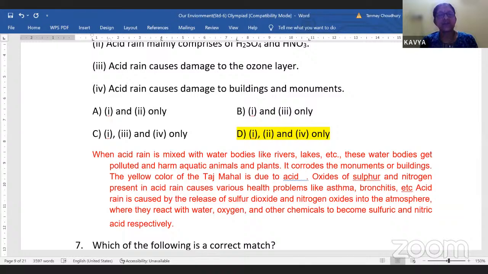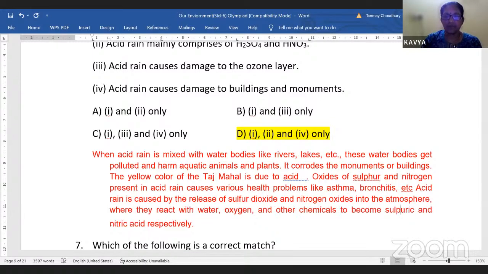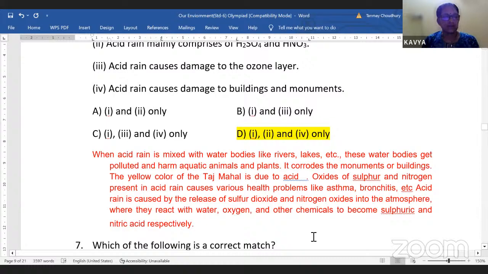Acid rain is caused by the release of sulfur dioxide and nitrogen oxides into the atmosphere, where they react with water, oxygen, and other chemicals, and they become what? They become sulfuric acid and nitric acid, respectively. So I hope you have all understood acid rain.